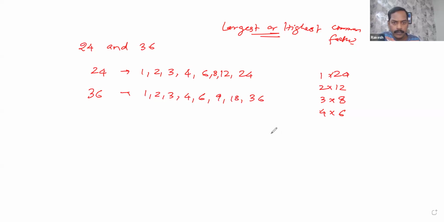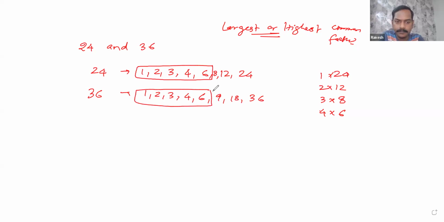But if you look at closely, then we can say that all these initial factors are common, right? But which is the highest among them? The highest among them is 6. So if I ask you common factors, then it would be 1, 2, 3, 4, and 6.